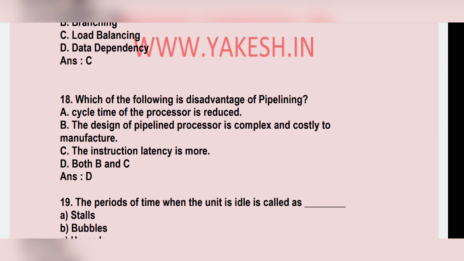Which of the following is a disadvantage of pipelining? Option D, both B and C. The design of pipeline processor is complex and costlier to manufacture. The instruction latency is more.